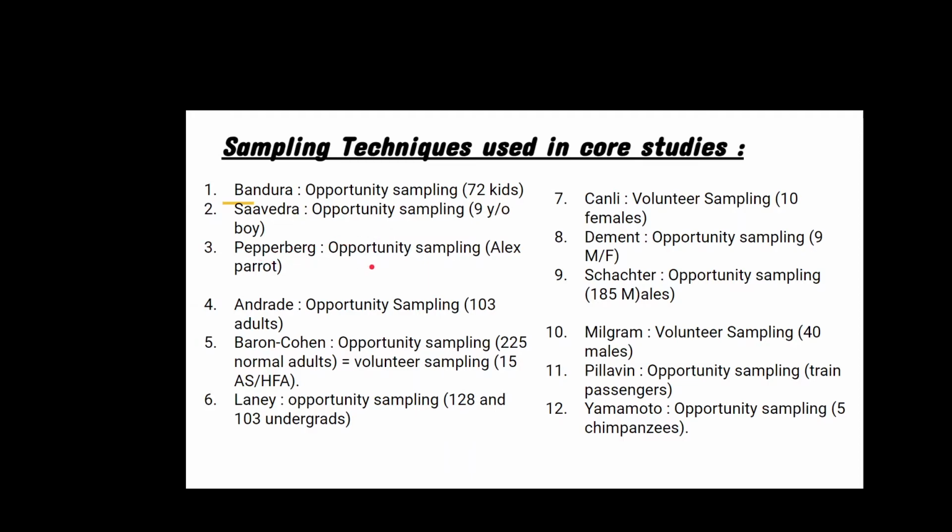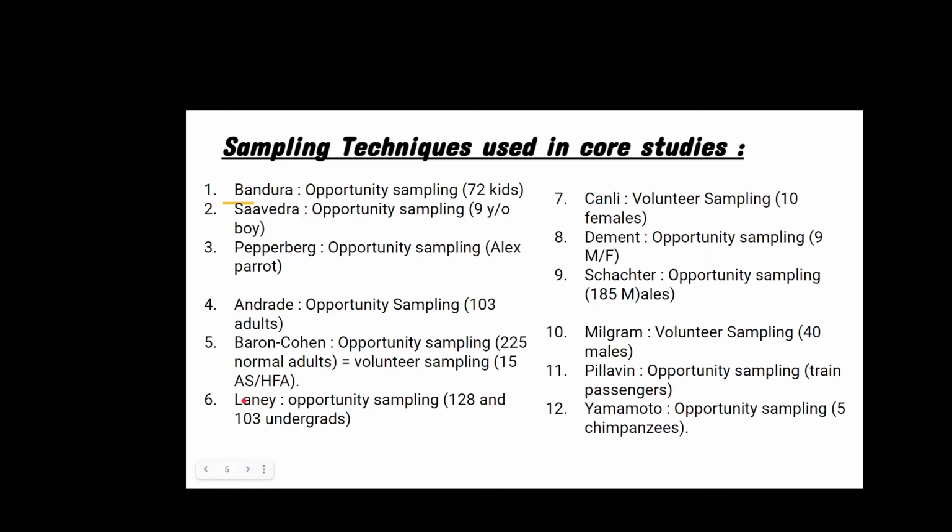Then in Pepperberg, we also used opportunity sampling, where we simply selected a lab parrot, who was an African grey parrot called Alex. In the cognitive approach, we first had Andrade, who selected her participants through opportunity sampling, where we had 103 adults with an age range of 18 to 55. And then we had Baron-Cohen, who employed opportunity sampling for his 225 normal adults and volunteer sampling for his 15 autistic adults, male adults.